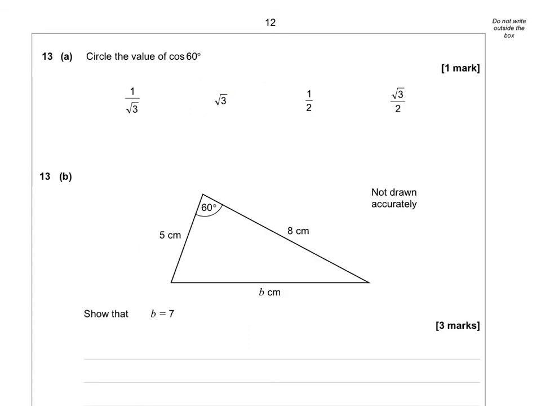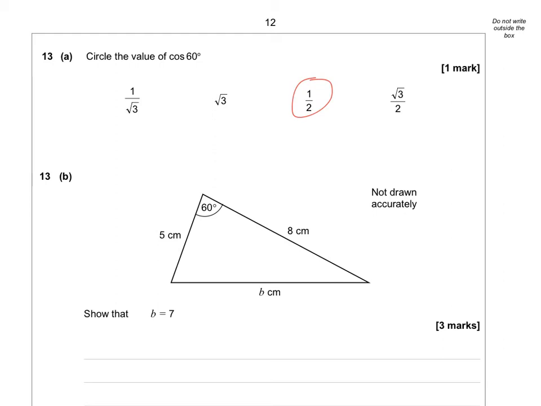Question 13a, again, is actually just checking that you know the values, your trig values of sine and cos. If you actually flick back to question 1, I do list all of these out. So the value of cos 60 is a half.